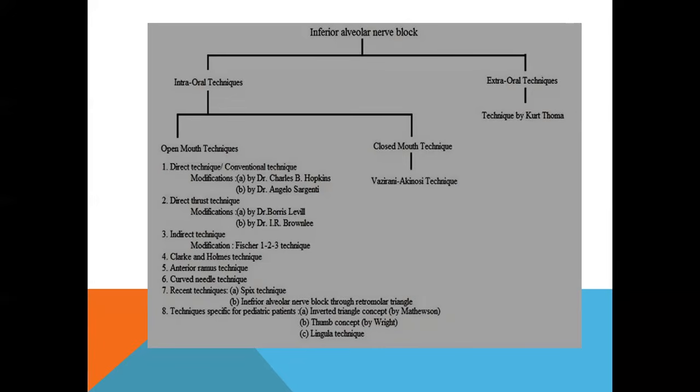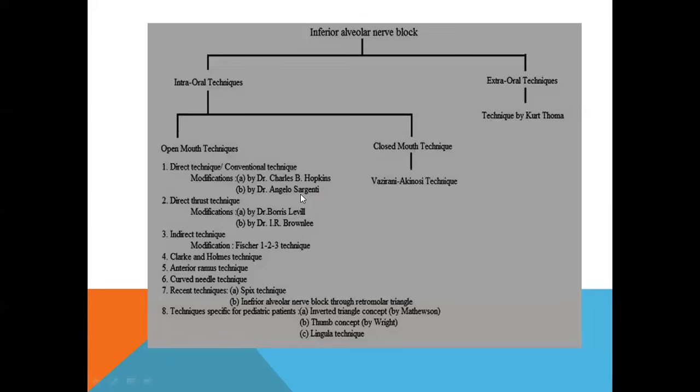The direct thrust technique has certain modifications, called the Boris-Lavell technique and then the Bonnelly technique. The direct technique includes the Fischer 1, 2, 3 modifications, and there are other techniques like the Clark and Holmes technique, anterior ramus technique, curved needle technique, and there are recent techniques which include the fixed technique and inferior alveolar nerve block through the retromolar triangle. The techniques specific for pediatric patients include the inverted triangle concept, the thumb concept, and the lingular technique. So just take a picture of this slide chart.